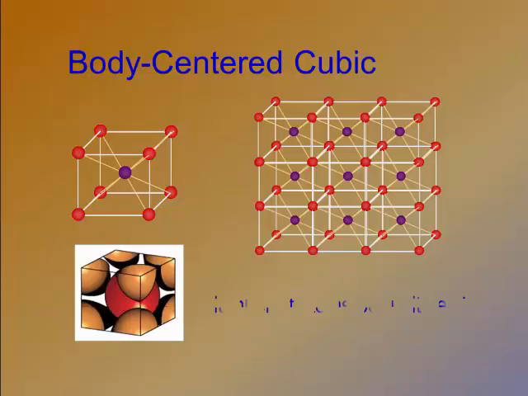In this setup, then, how many atoms per unit cell? As before, 1/8 of the 8 corner atoms plus the entire center atom equals 2 atoms per unit cell in a body-centered cubic setup.